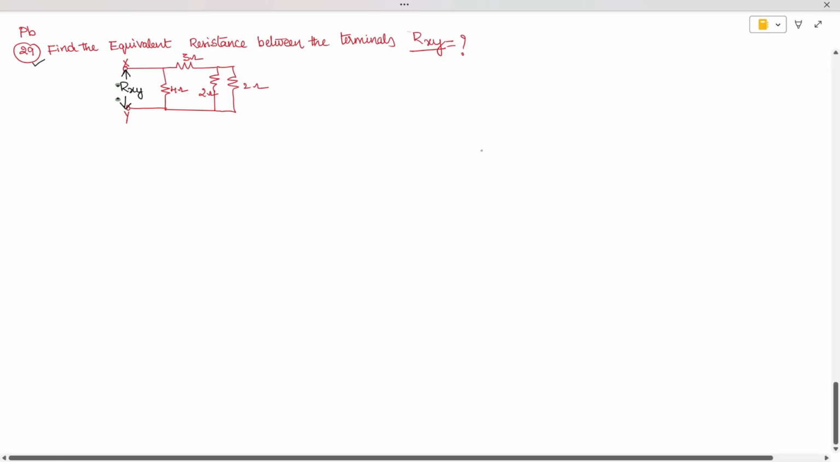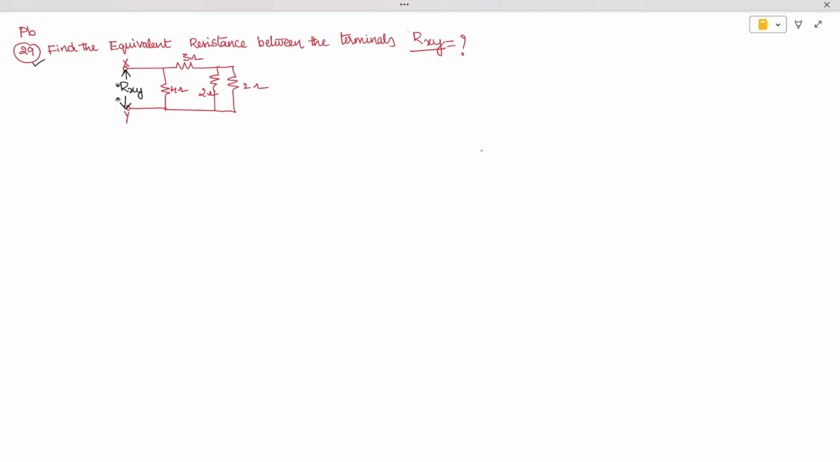Today we are going to solve problem number 29. This is all about finding the resistance across RXY. So whenever you see this network, we are solving from this side and you try to reduce from the opposite side. Here you can see the current is going to divide in these two resistors connected to the same points. Whenever the division of current is occurring, I can say these two are connected in parallel.